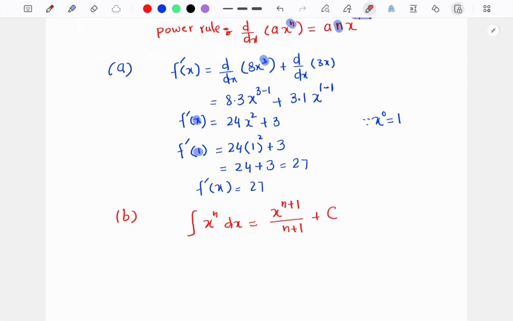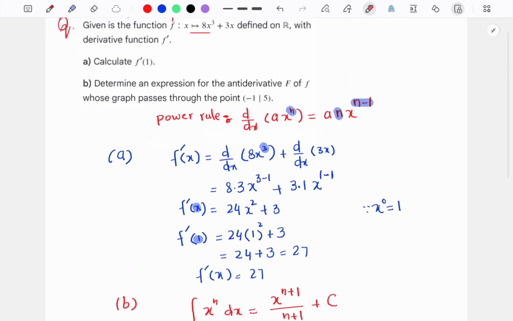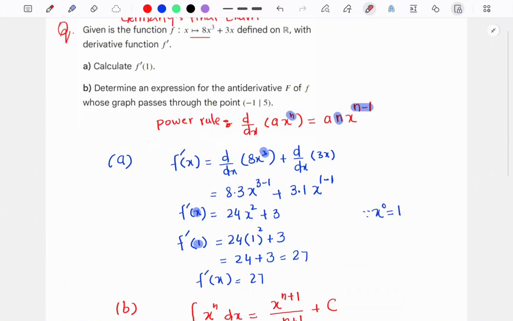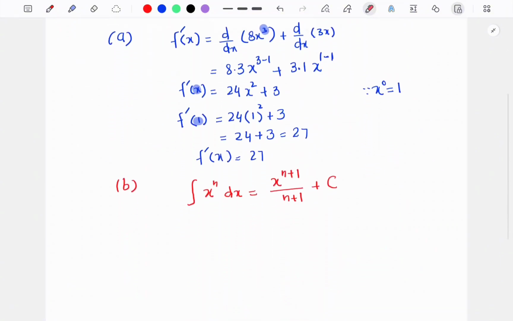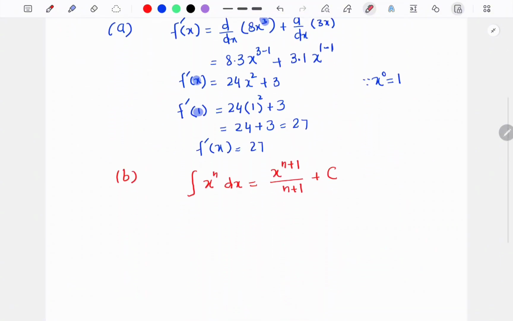Now here in this function which is with us, you can see the function is f of x is equal to 8x cubed plus 3x. So we can write it as capital F, which we will use for the integration. F of x is equal to the integration of 8x cubed plus 3x dx.